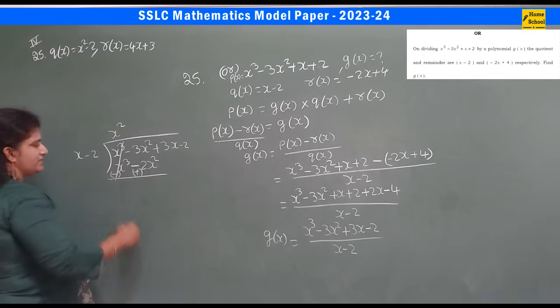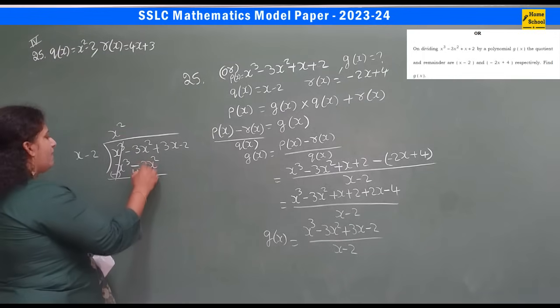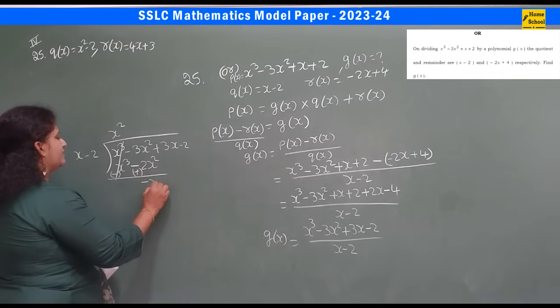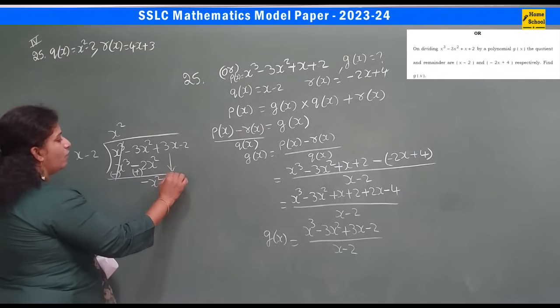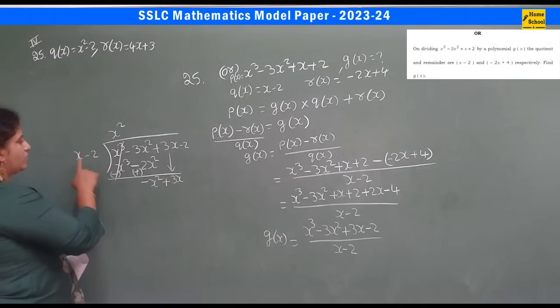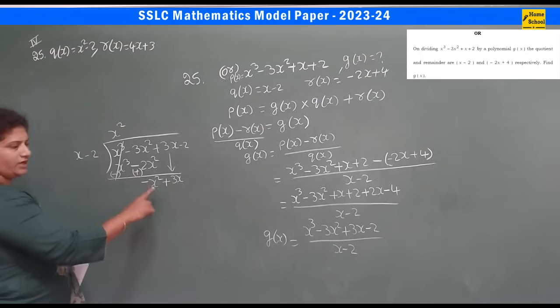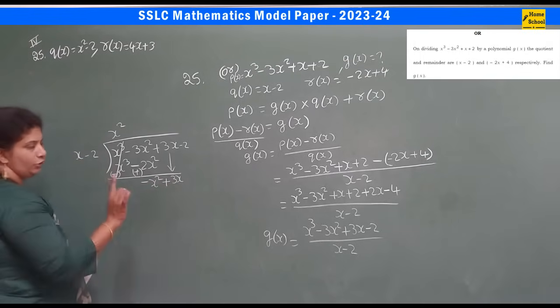Now x cube minus x cube cancel. Minus 3 plus 2 will be minus x square. Plus, drag only one term down, because here you have only two terms. So we need to take only 2.